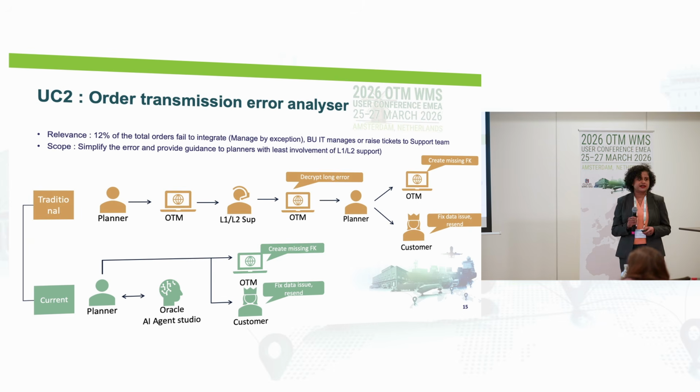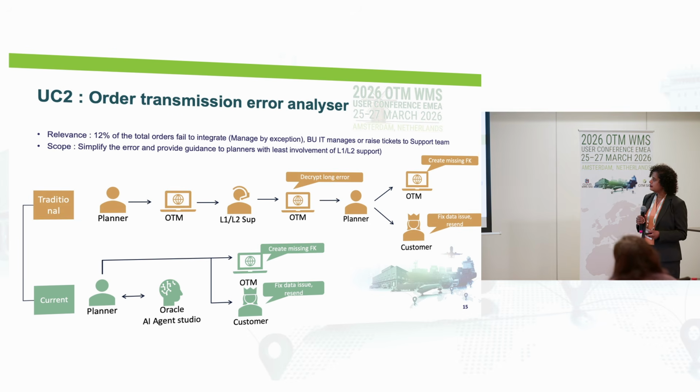Order transmission error analyzer. The other use case, the traditional method would be, why is it relevant? Because 12% of the orders fail. So we know that there's a lot of tickets to L1 and L2 support. The traditional way would be this long route, which is planner calls OTM or looks at OTM, cannot find the issue, goes to L1, L2 support. They go to OTM and look at this long error.